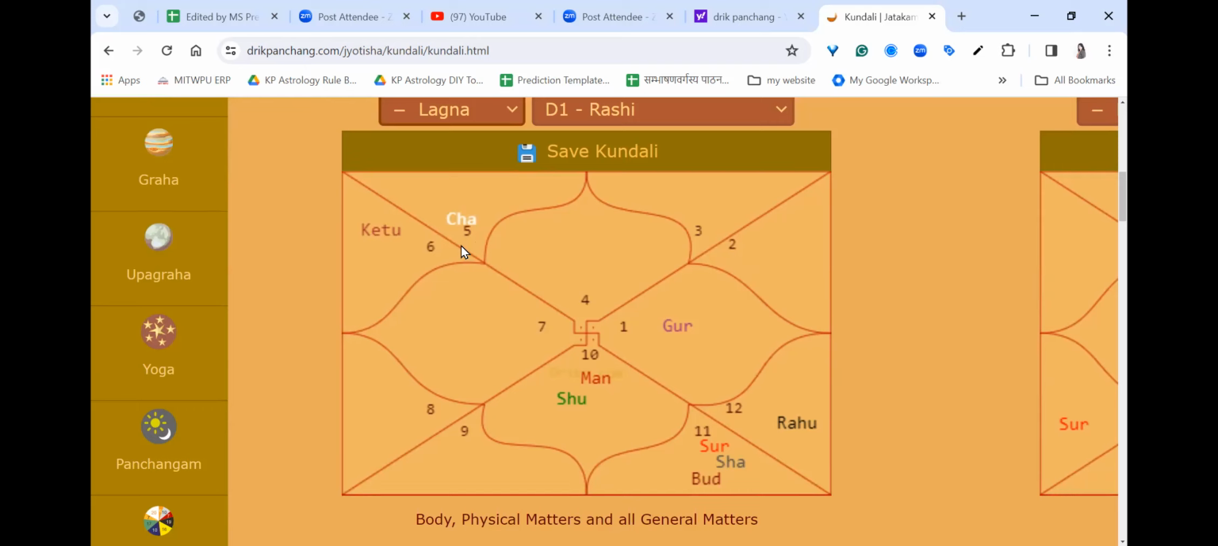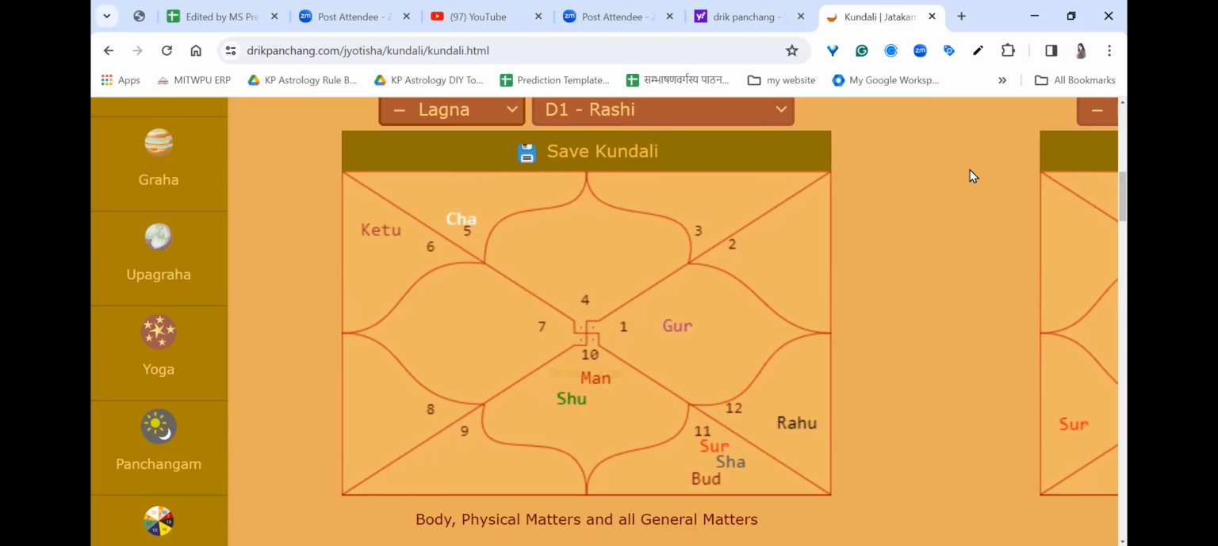Yes, Deepika? Ma'am, I said I am on Lagna and I am on D1 Rashi, but I still cannot see the chart that you are showing. How did you enter into the Drik Panchang Kundali? I am a little confused.